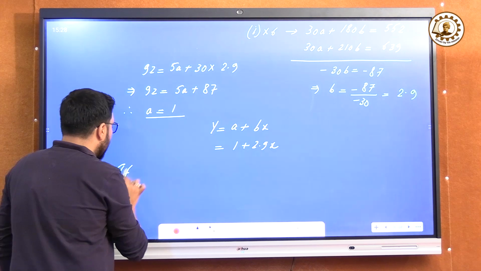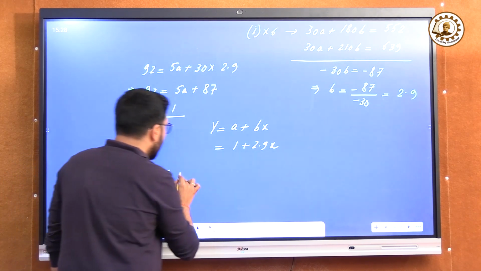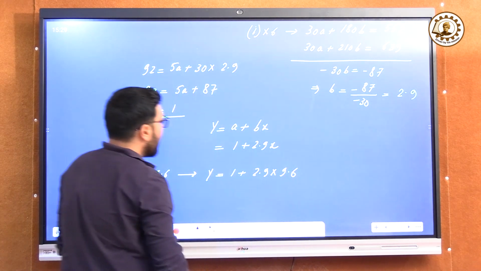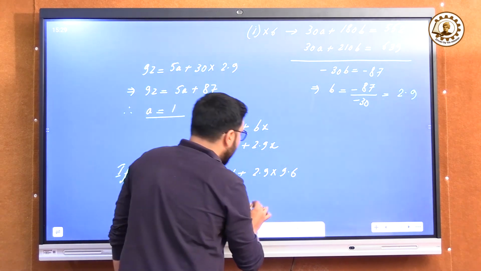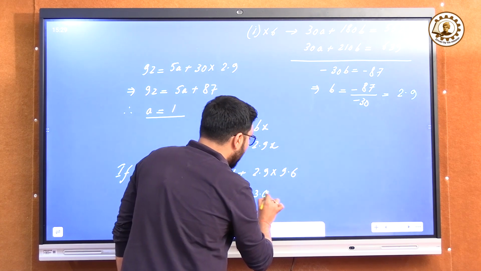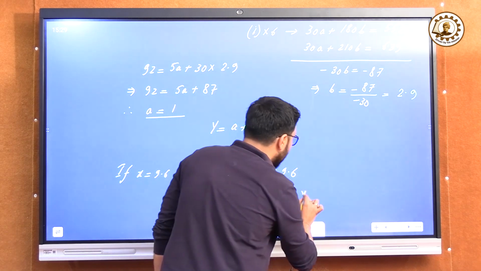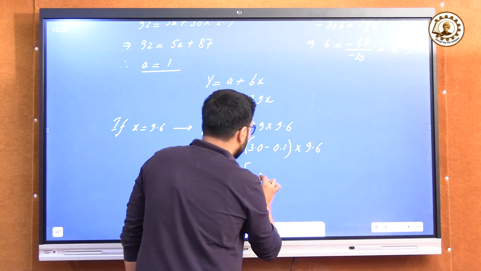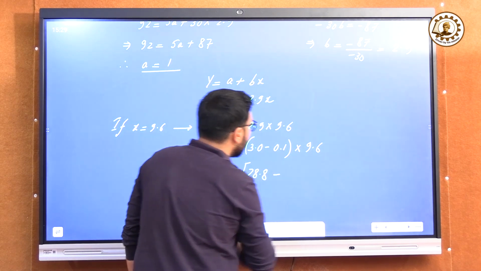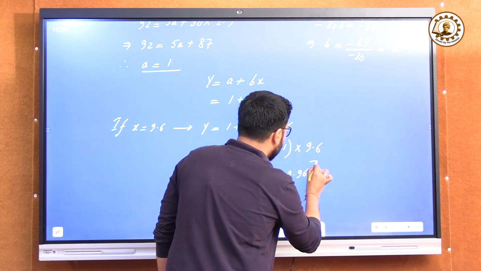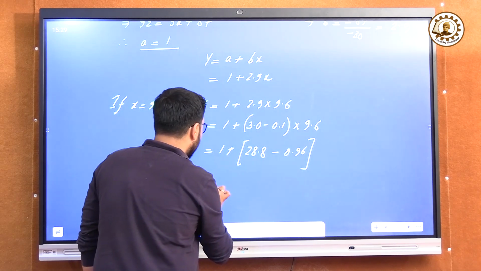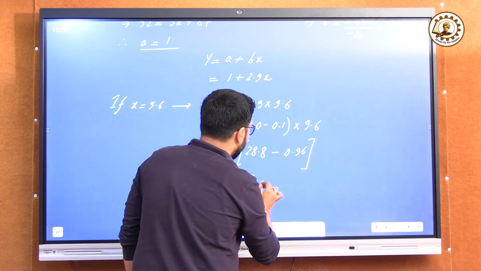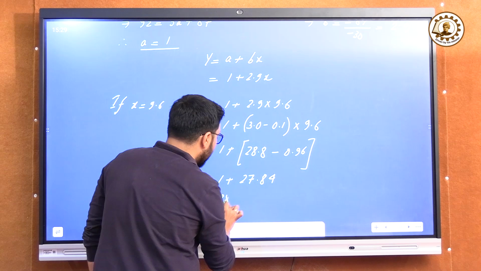So if x equals 9.6, the value of y is 1 plus 2.9 into 9.6. Now, 1 plus, this 2.9, I can simply write it as 3.0 minus 0.1, into 9.6. 3.0 means 1 plus, I'll just simply multiply 28.8 minus 0.96. So here it is 1 plus 27.84. So 28.84 is the final answer.